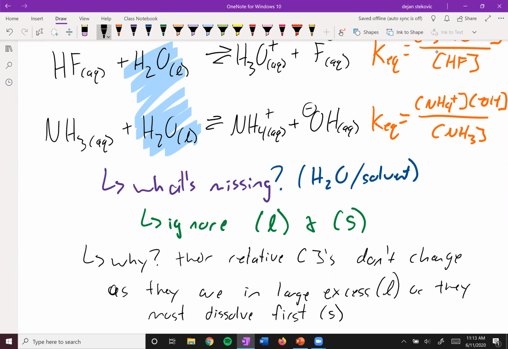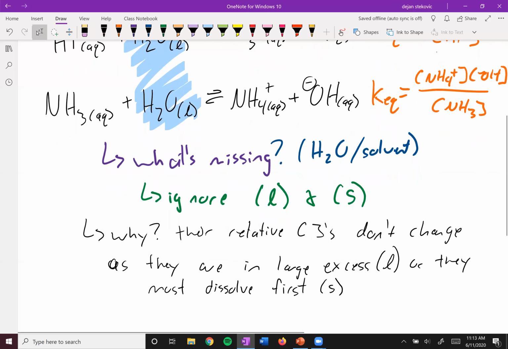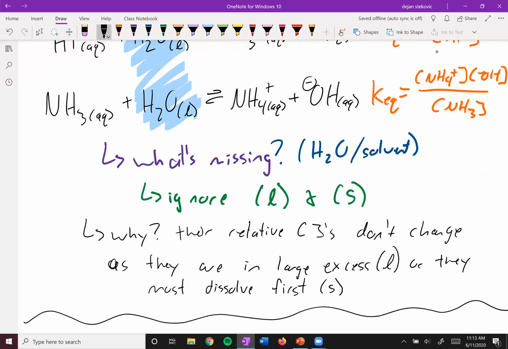Or they must dissolve first. In the case of solids, they must dissolve before they react. And if you think about that, the concentration will then stay fixed, because as soon as it dissolves, it reacts, and then more will dissolve. But more won't dissolve until the stuff that has dissolved has already reacted. So again, the key rule you need to know is just to ignore liquids and solids when we're writing these equilibrium constants.